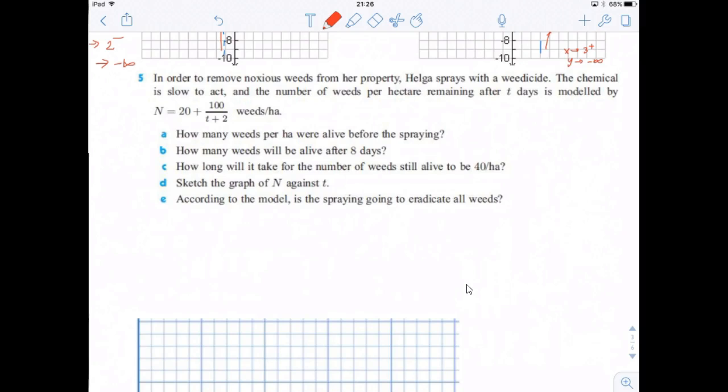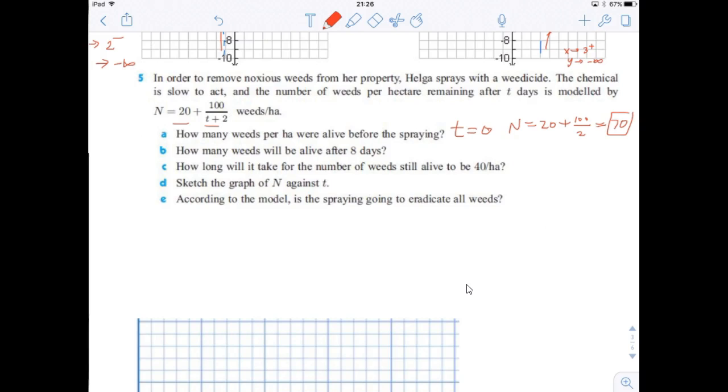Okay, so remember that the way you figure out the initial value of a function is you put t equals 0. So A is basically saying, okay, substitute t equals 0 and see what you get. So if I put t equals 0, I'm going to have n equals 20 plus 100 divided by 0 plus 2, which is 2. So 20 plus 50, right? So it would be 70 is the number of weeds per hectare that were alive before the spraying.